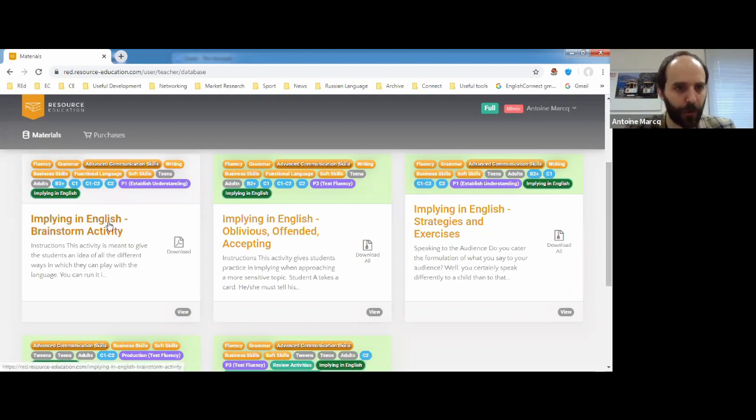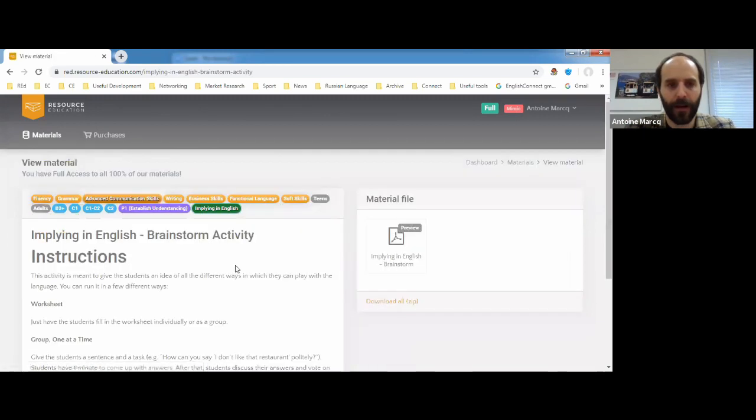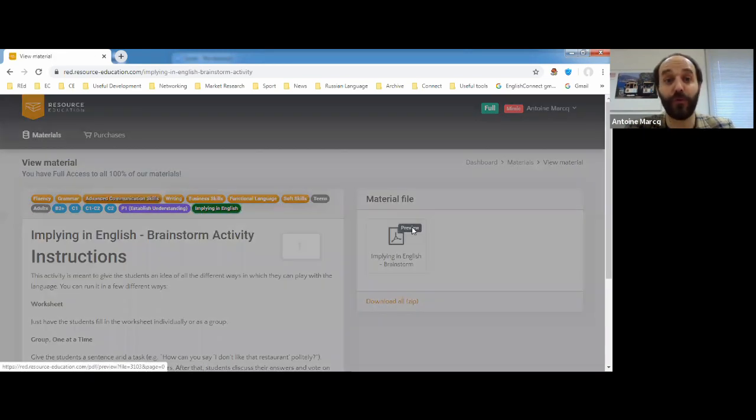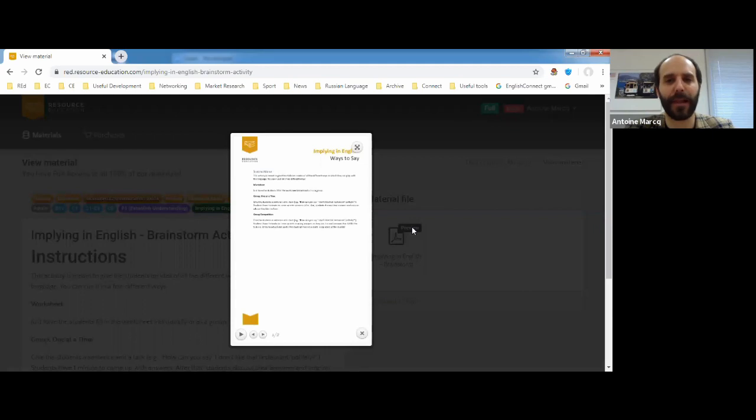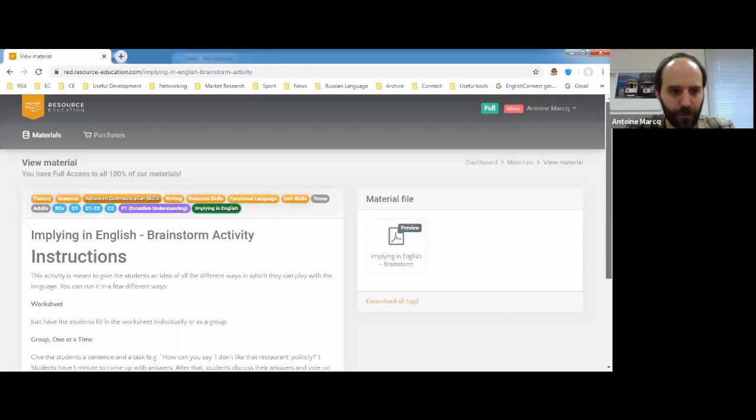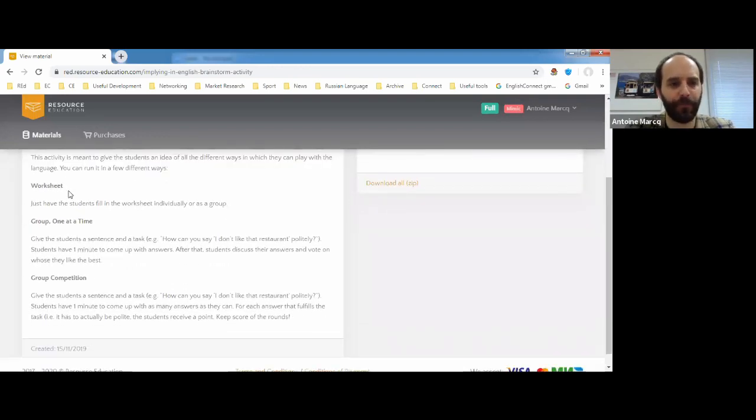I'm going to start first with the brainstorm activity P1, because this is a great way to start to introduce implying in English. Let's check out the instructions first. So as you see, again, the instructions. So the worksheet is very simple. It's a one-page worksheet that I'll show you after. That will show the students 3 different social situations, and for each social situation, the students are going to brainstorm different ways they can imply things.